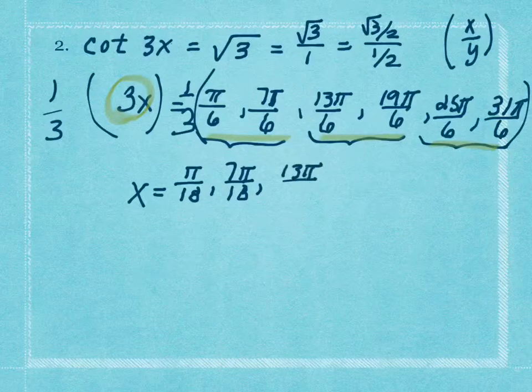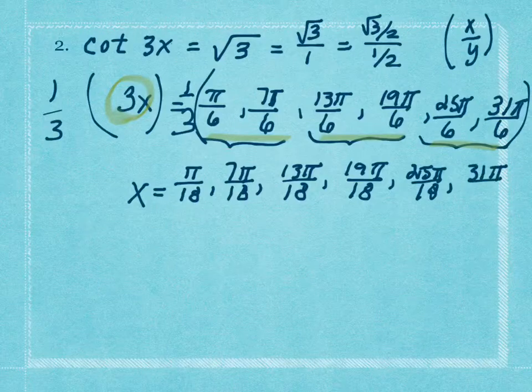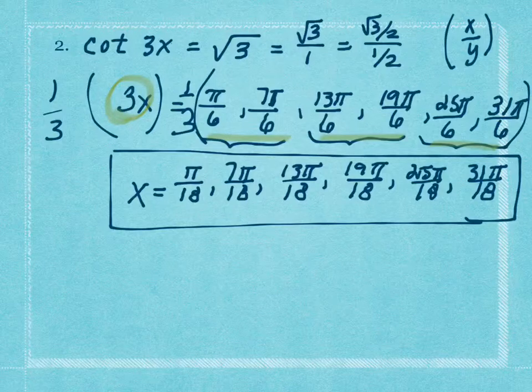But 13 pi over 18 is as well. That's still smaller than pi, right? And 19 pi over 18 is just barely bigger than pi, so it's certainly less than 2 pi. 25 pi over 18 and 31 pi over 18. And if you aren't sure because those numbers are looking a little bit weird, you can grab your calculator to confirm. But they are all between 0 and 2 pi. So these are all of my solutions. I got 3 times as many solutions as was on the original unit circle because I have 3x.